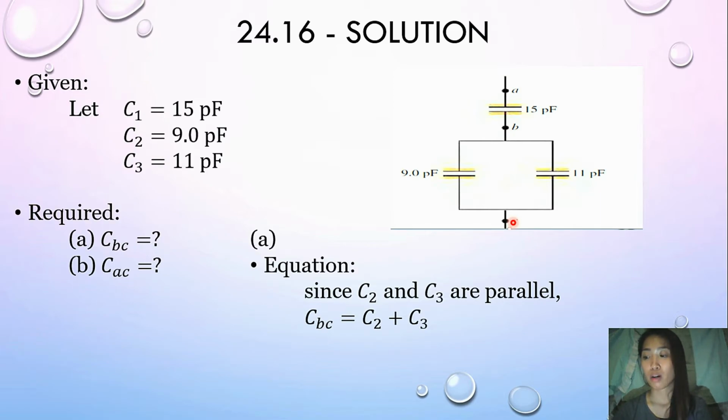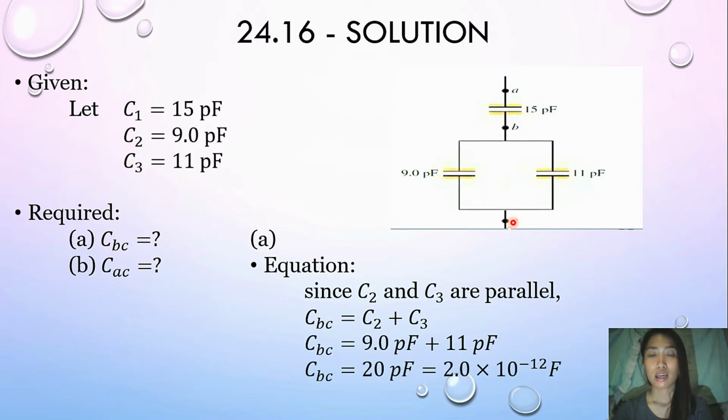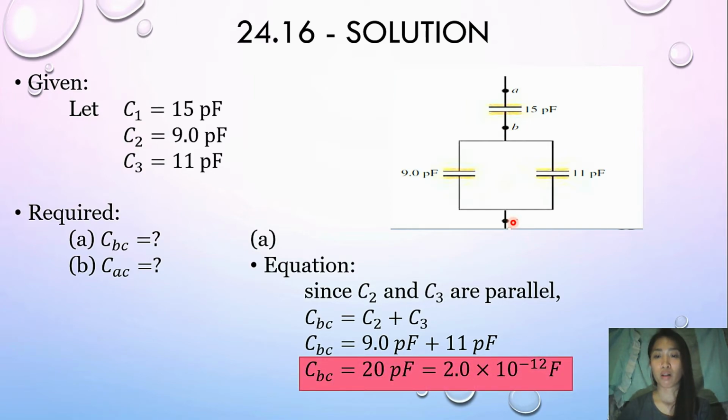Now we can plug our values for C2 and C3 to get the equivalent capacitance in points B and C. So we get 20 picofarad, or 2.0 times 10 to the negative 12 farad. As shown by the result, in a parallel connection, the equivalent capacitance is always greater than any individual capacitance.